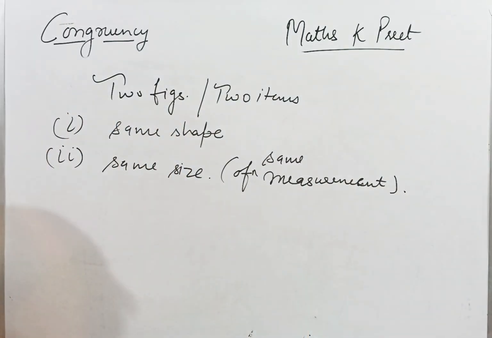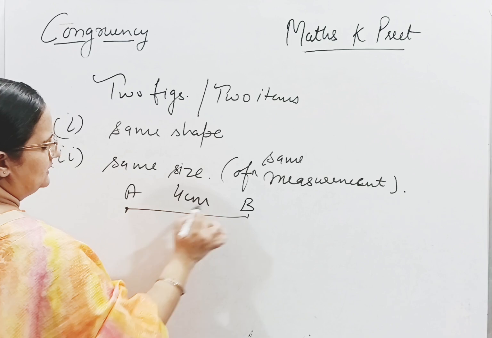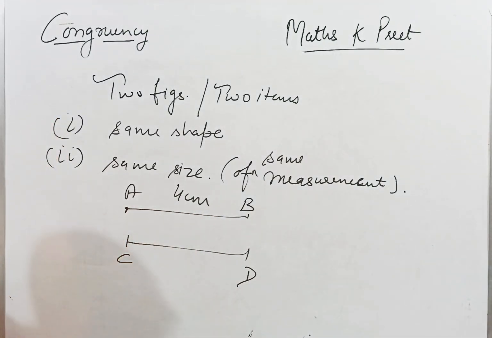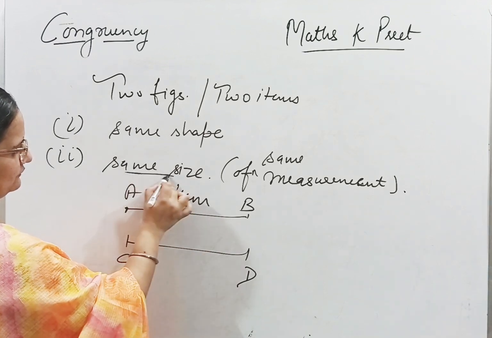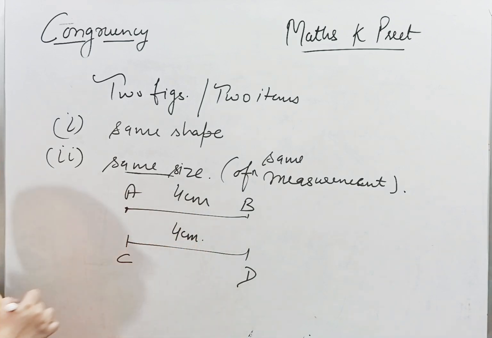So if I am talking about the congruency of two lines, this means if AB is a line, say of 4 centimeters, and this line is CD. AB will be congruent to CD only when, no doubt, shape is same, and now we have to check the size. This AB is congruent to CD only when CD is of same length, of same measurement, because a line can only have length, nothing else. So AB and CD are both of 4 centimeters, so these two lines are congruent to each other.